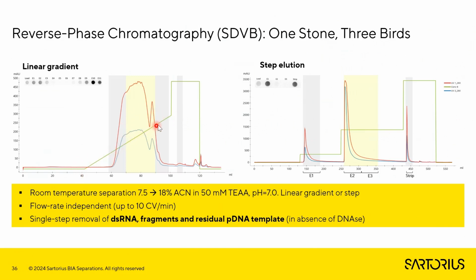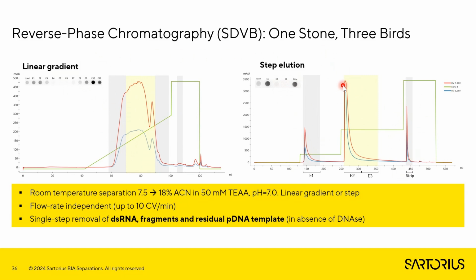We can operate a reverse phase column, in this case SDVB, styrene divinyl benzene, in an acetonitrile gradient, either in a linear gradient, where we always find the central part of the molecule is double-stranded RNA free. Once we have a good understanding of this, we can turn this linear gradient into a step elution, making it even easier to process. We just elute short double-stranded RNA fragments here. The main elution is always double-stranded RNA free, and then the final strip fraction contains the long double-stranded RNA molecules.